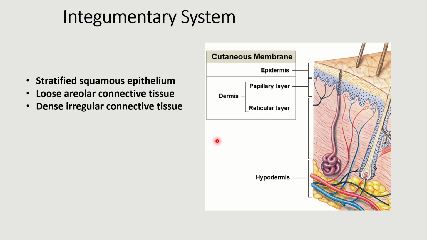tissue. A hypodermis is not part of the skin but studied together with the skin, and that is made of adipose tissue and some elastic tissue, and it's very vascular. You can see a lot of blood vessels here.